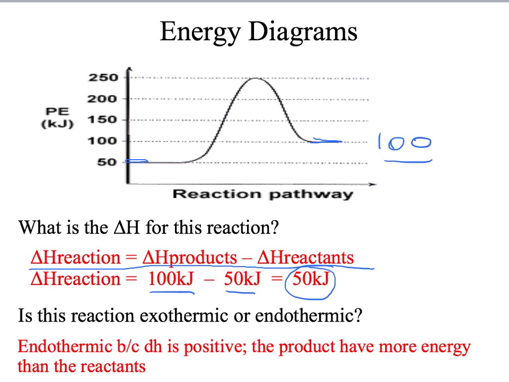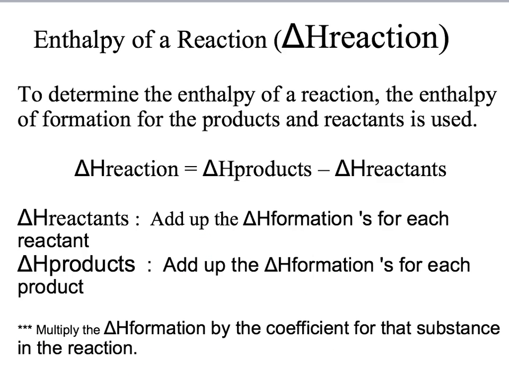So we can tell if the reaction is endothermic or exothermic by the amount of energy of the product. This energy diagram here is endothermic because we have gained energy, and that means the products are higher up in energy than the reactants. We can calculate the heat of reaction either by looking at an energy diagram, or we can also look at the heats of formation for the reactants and the heats of formation for the products.